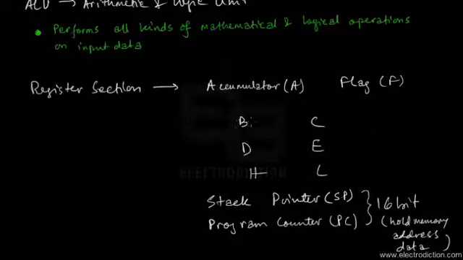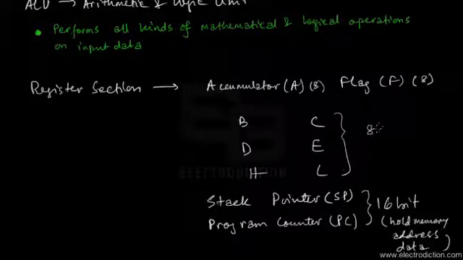Now you know from the previous tutorial that all the registers, starting from the accumulator to the flag and even all the general purpose registers, are 8-bit registers. That's why I'm writing 8 in brackets beside all of these, except the stack pointer and program counter, which are 16-bit registers.